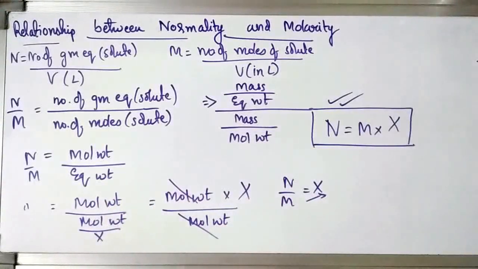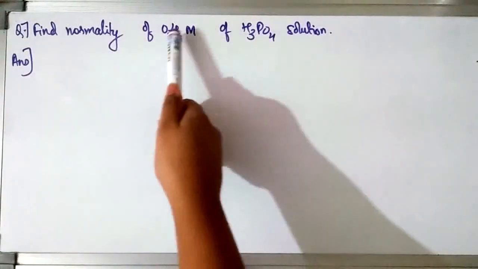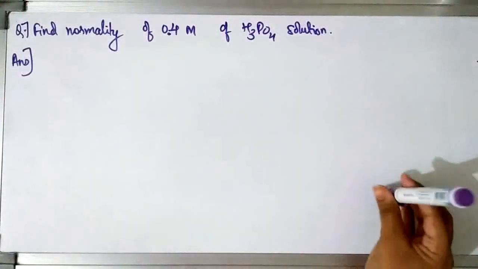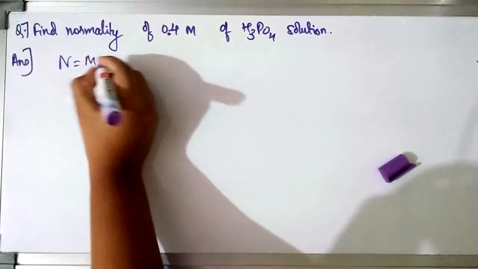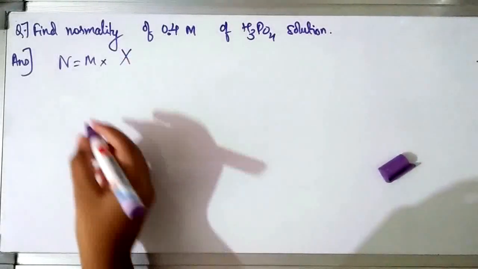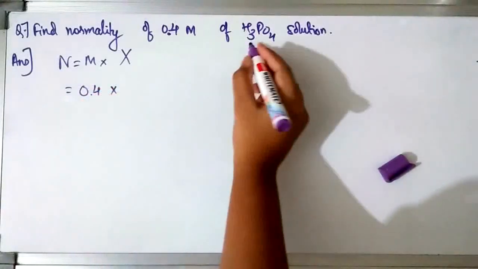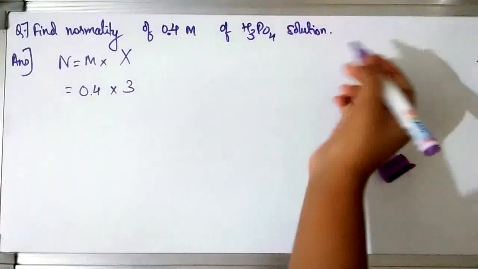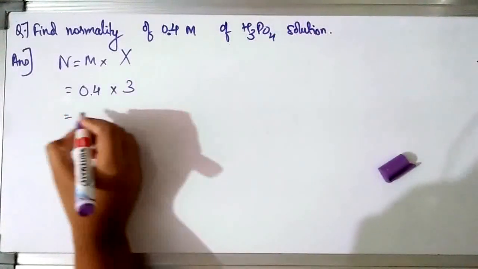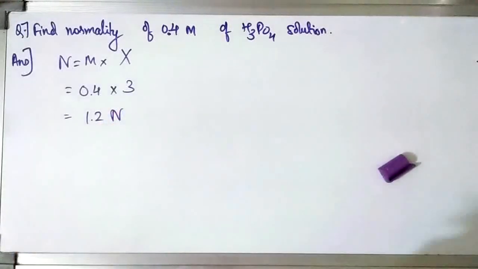Let's solve a problem on this. In this question we have to find the normality of H3PO4 solution whose molarity is 0.4. Just now we derived the relation between normality and molarity, where normality is equal to molarity into the X, or the valence factor. We know the molarity is 0.4, and the X factor for H3PO4 will be equal to 3, because this is an acid and the number of H plus ions that will be produced is equal to 3. So we get the normality to be equal to 1.2. So that was the relationship between molarity and normality.